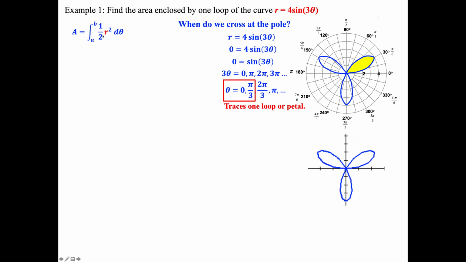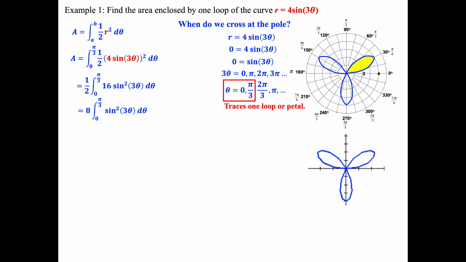Let's go put this into our formula for finding the area, our integration formula. We'll substitute in our 4 sine of 3 theta. We're going to square that, and we'll integrate it from 0 to pi over 3. All right, so let's square this. We're going to get 16 sine squared 3 theta d theta. We can probably take the 16, factor that out front, call it 8 times, so 16 times a half is 8. And we have the sine squared theta, which is not going to be helpful to us.